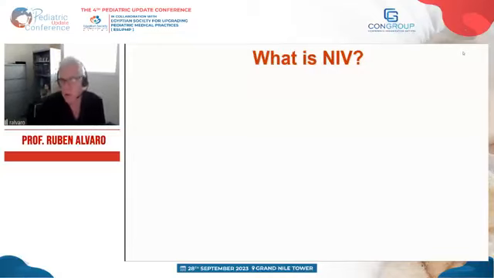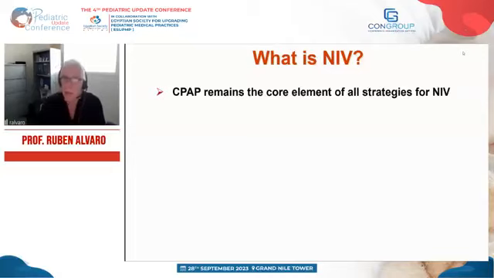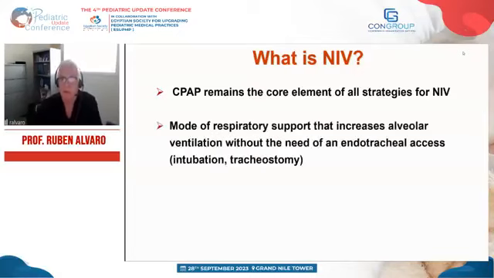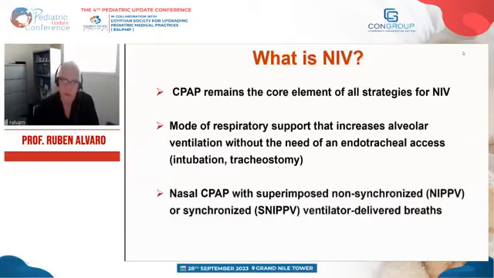Now, the core element of non-invasive ventilation continues to be the CPAP. So the CPAP remains the core element. And what we are doing with non-invasive ventilation is to try to add some breaths on top of that CPAP pressure. So it's a mode of respiratory support that increases alveolar ventilation without the need of endotracheal access, either intubation or tracheostomy. Again, nasal CPAP with superimposed either non-synchronized, called NIPPV, or synchronized, SNIPPV, ventilator breaths is what we mostly call non-invasive ventilation.